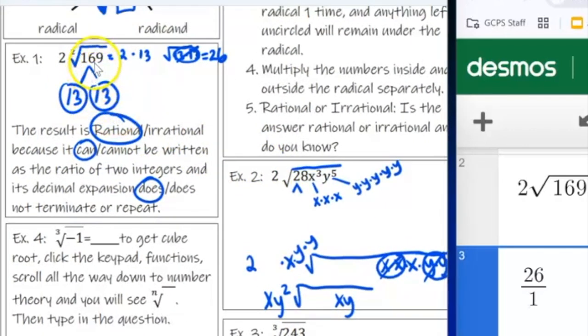Whether they give you one with variables or without variables, the process is very much the same. Let's practice.